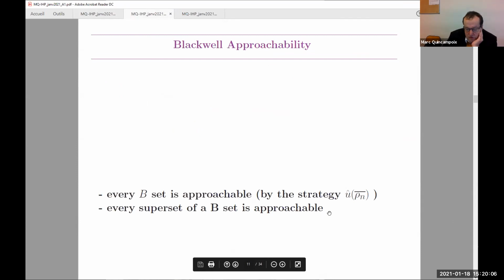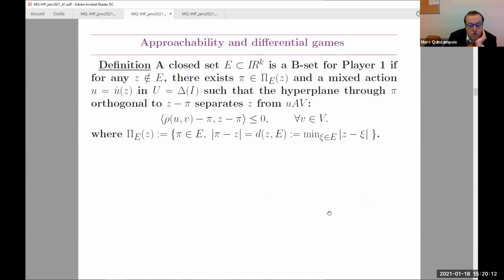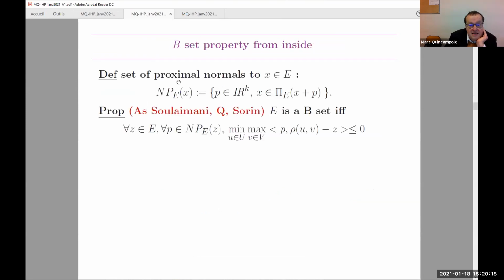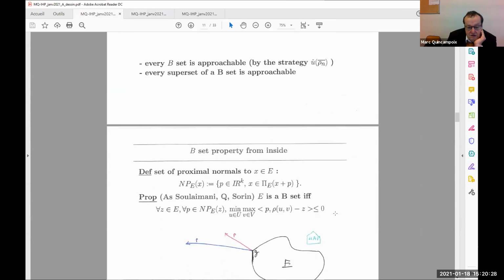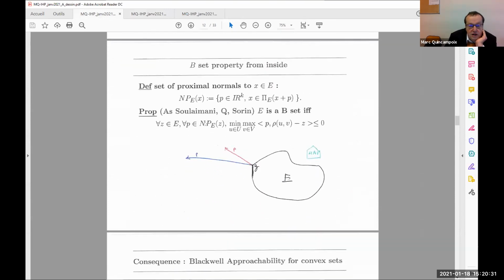Okay, we can also characterize this geometrical property. Before, it was for every Z which is not in the set E. We can characterize it from inside using proximal normals. Let me show again the picture. What is a proximal normal to an element X of a set E? It is every vector P such that X belongs to the projection of X plus P onto E. And so we can equivalently characterize B sets by this property.